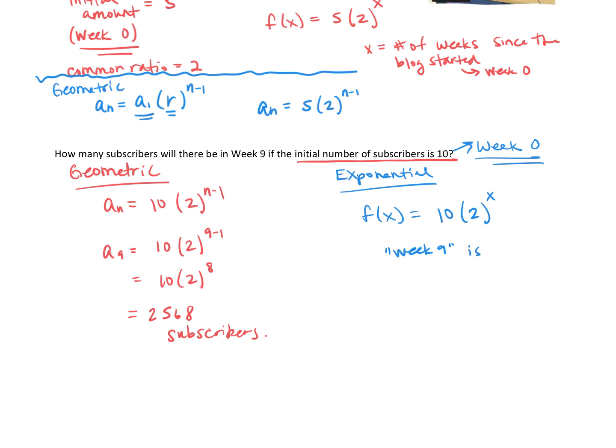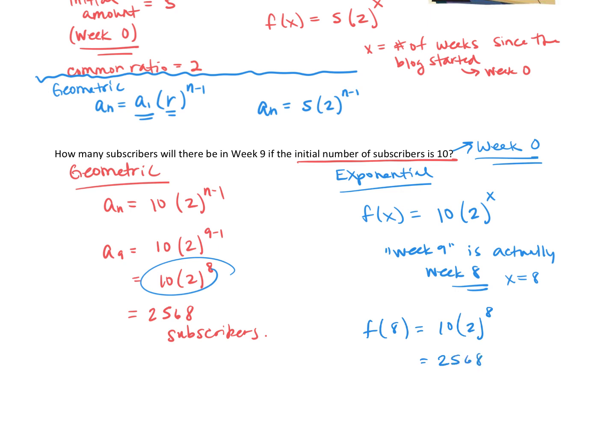So if they're asking us to find how many subscribers there will be in week 9, week 9 is actually week 8, or we will use an 8 for x, because we actually started at 0. So 0 is our first initial amount. So what we are going to do is find f of 8. We have 10 times 2 raised to the 8th power. And then we notice, well, that's what that was over there. So we are going to get the same answer, 2,568 subscribers.